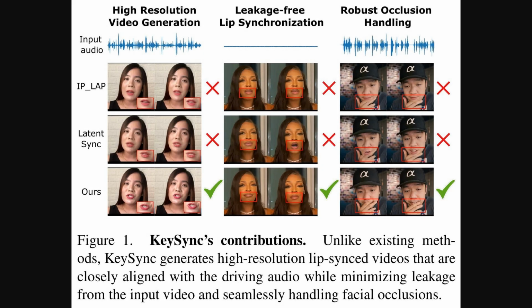Okay, so this first figure really sets the stage. It visually compares their method, KeySync, against two others, IP_LAP and LatentSync. We see 3 columns representing key challenges: high-resolution output, preventing expression leakage, and handling occlusions. And KeySync gets green check marks across the board, while the others, not so much. It's a nice visual summary of their main contributions right at the start.